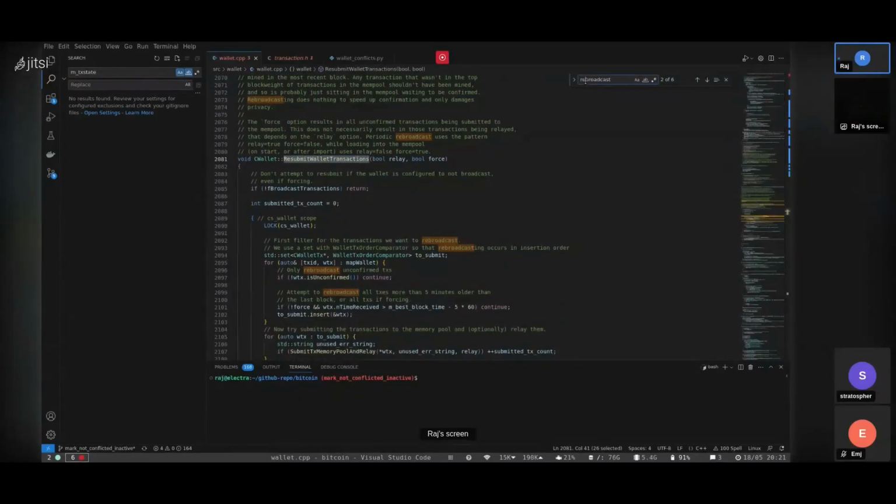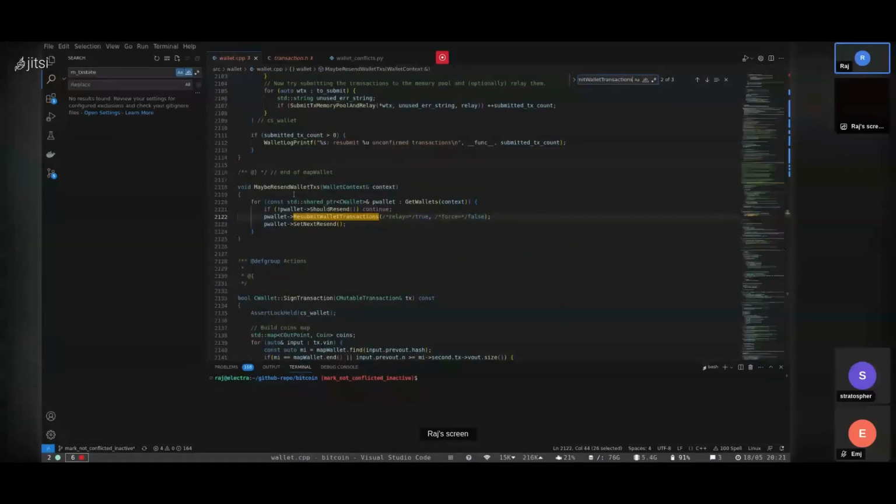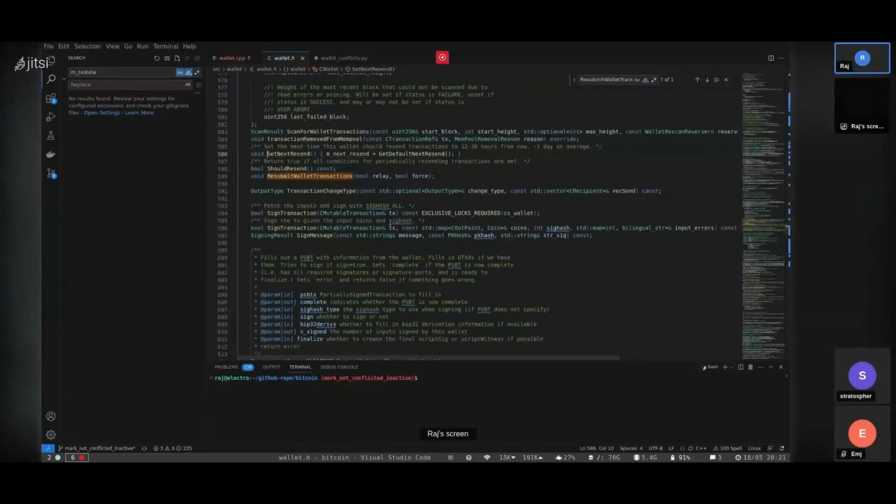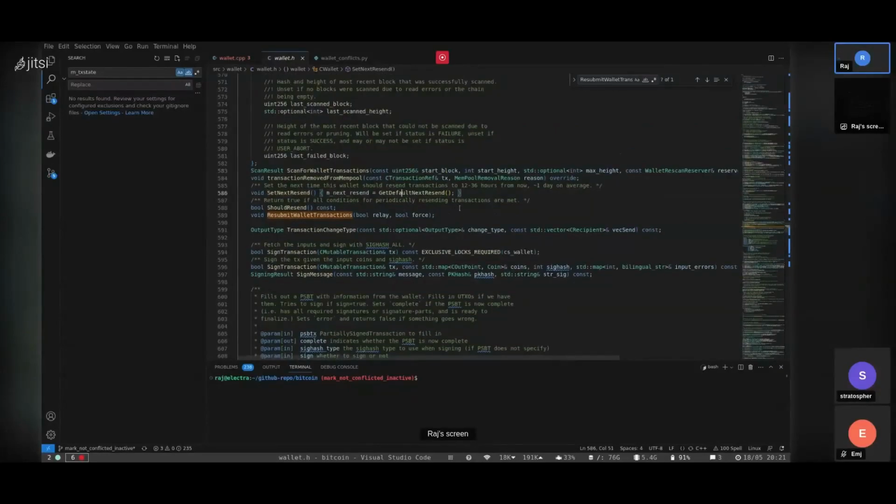So when is this called? Maybe in the resend wallet transactions. So if the wallet should not resend, then continue. Otherwise, resubmit wallet transaction, set next resend, and set next resend gets the default next resend. And this is some configuration, some variable.